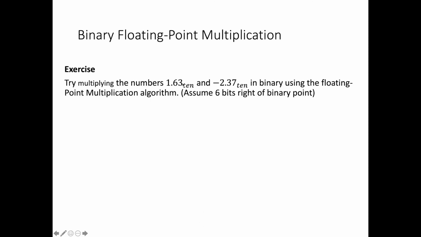For exercise, I want you to redo this example using the same two decimal numbers, but this time we assume that the precision is 7 bits, so it allows 6 bits right of this binary point. In the end, you should get a more accurate result than the previous one. So please try to do a little bit of practice and upload your answer to Blackboard.